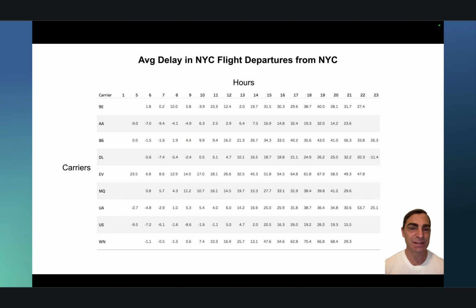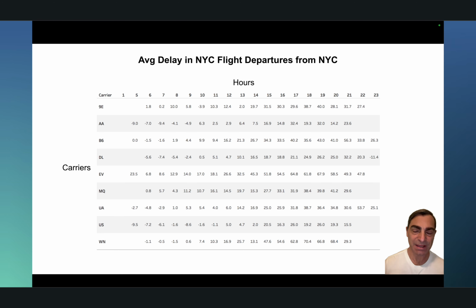Let's use this flight dataset. In this simple dataset, what we have in rows is the carriers, the airlines, and in columns, different hours of the day, and the values that you see inside every single cell represent the average amount of delay of that carrier at that time of the day.